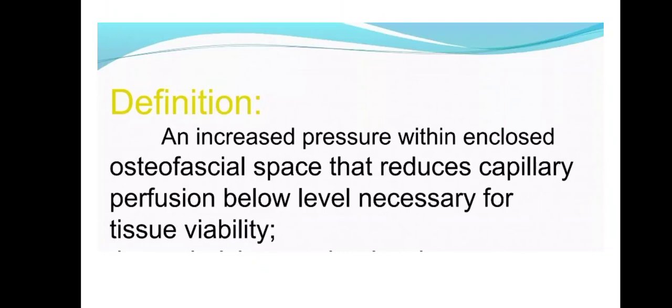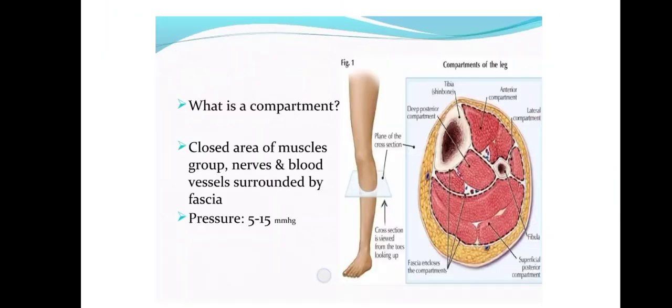Hello everyone. So today we will talk about compartment syndrome. So what is compartment syndrome? It is an increased pressure within an enclosed osteofascial space that reduces capillary perfusion below the level necessary for tissue viability. So basically, compartment syndrome means an increase in the intramuscular compartmental pressure, which can damage muscles, nerves and blood vessels.